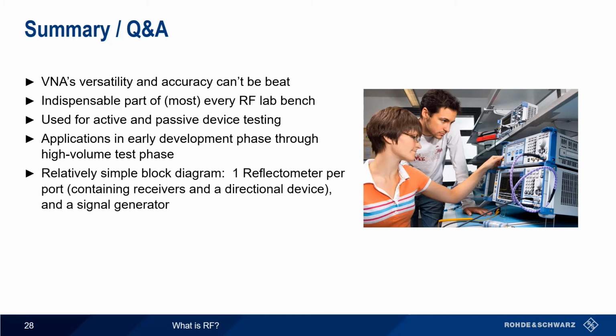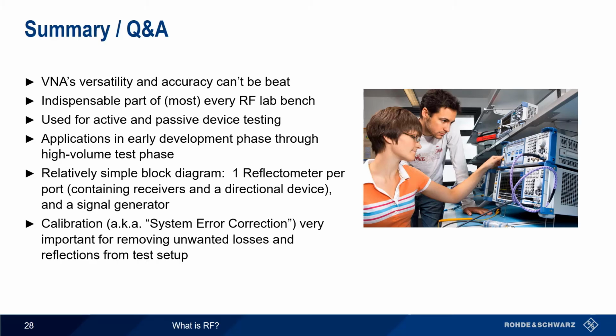The VNA has a fairly simple block diagram consisting of one reflectometer for each port. The reflectometer contains receivers for measuring the reference RF wave and the reflected RF wave, which are separated using a directional device like a VSWR bridge or directional coupler. One or more RF generators rounds out the VNA block diagram.